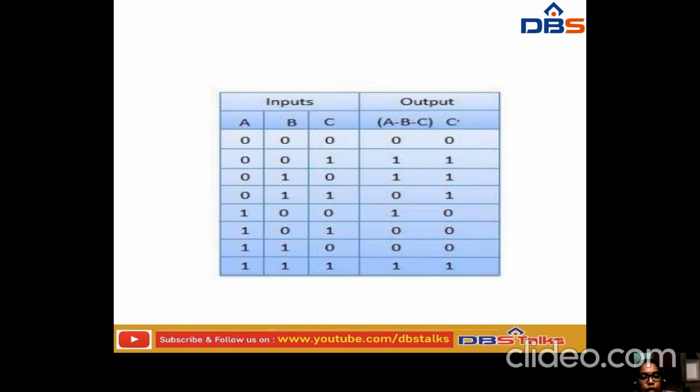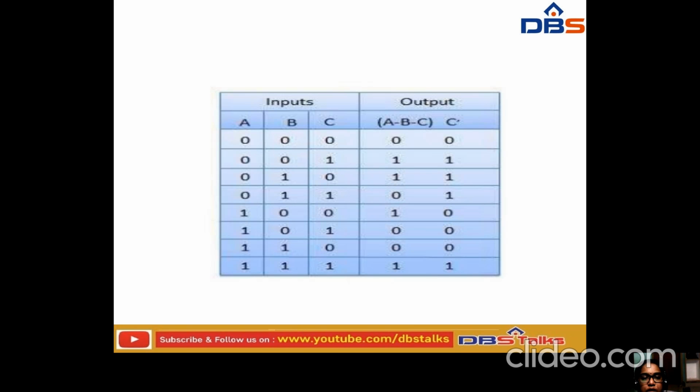See, if you have observed this truth table, these are the possible combinations that we are going to get here: 0 0 0, 0 0 1, 0 1 0, 0 1 1, 1 0 0, 1 0 1, 1 1 0, and the next one is 1 1 1. Okay. If we are having 3 inputs, we already know these are the possible combinations that we will get.